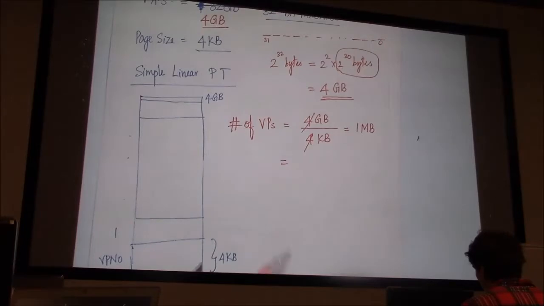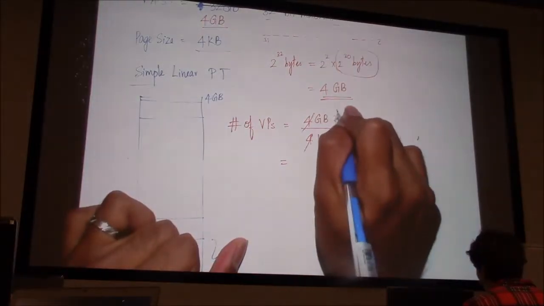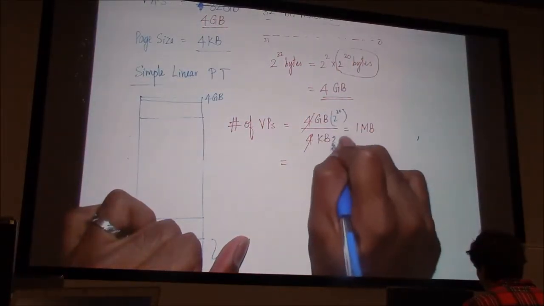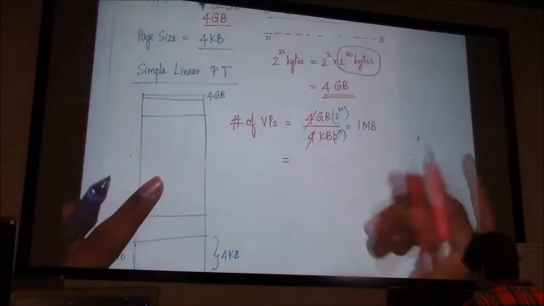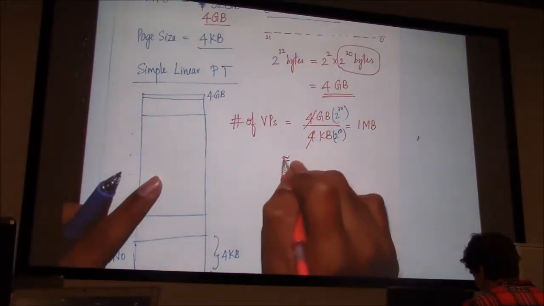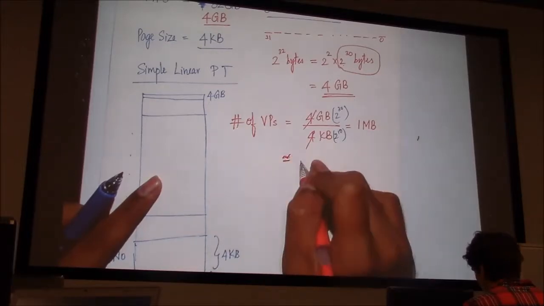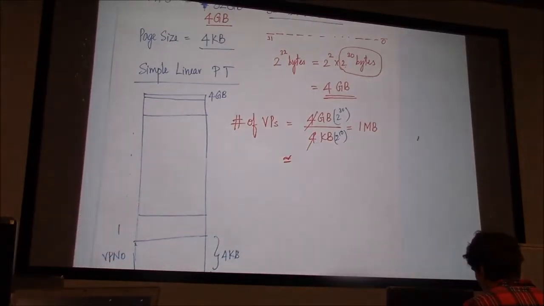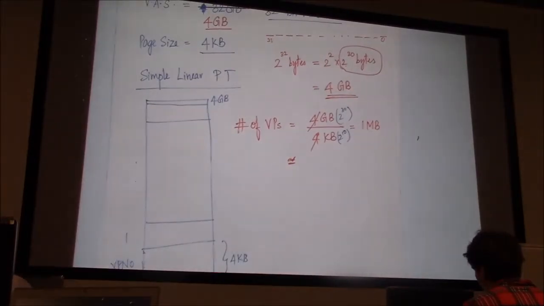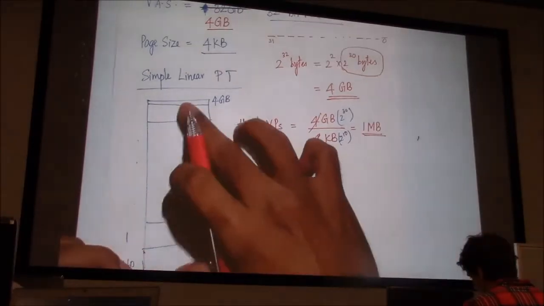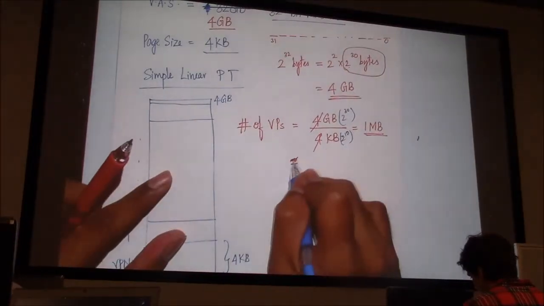Because this is 2 to the power of 30 and this is nothing but 2 to the power of 10, you get 2 to the power of 20, which is approximately 1 million pages. Approximately you have 1 million virtual pages, or exactly 1024 times 1024 virtual pages. Okay, if that is the size that you have for each thing, now.